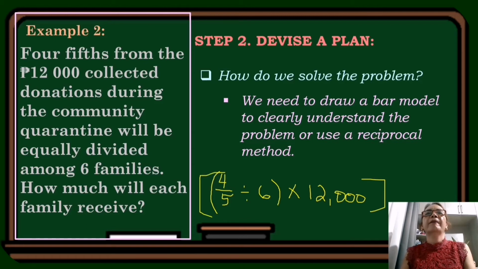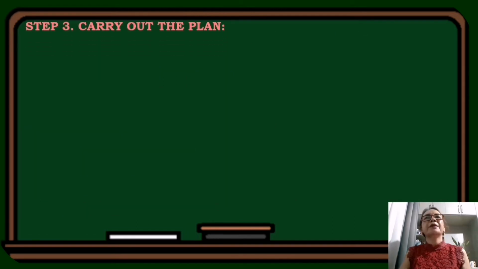Okay, so that's the equation for the problem. Okay, the third step is carry out the plan. Here we are going to show the step-by-step solution. Okay, and to answer our problem, we will use a bar model approach.